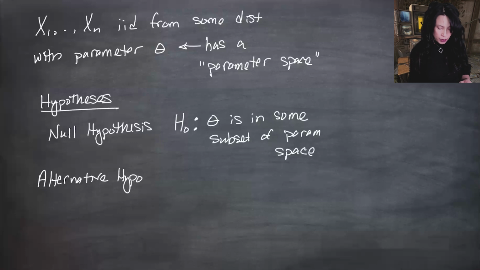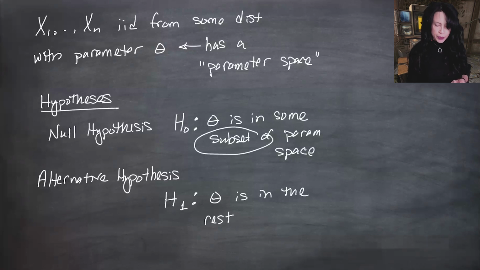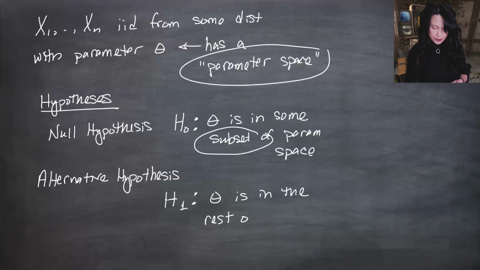And then we get an alternative hypothesis, which fills out the rest of the parameter space. So the rest of the possibilities for the parameter. This is usually denoted with an H1 or an HA. And here we say theta is in the rest of the space. So this is going to be a complement of whatever this set is with respect to whatever the space is.